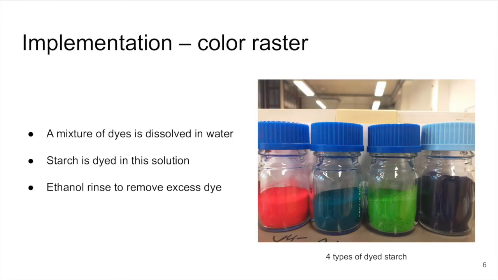The starch for the raster is treated as follows. Starch grains are dyed in the aqueous mixture of organic dyes. Then they are washed with ethanol to remove the excess dye and prevent the mixing of colors. This gives us grains of different colors that will later act as light filters.